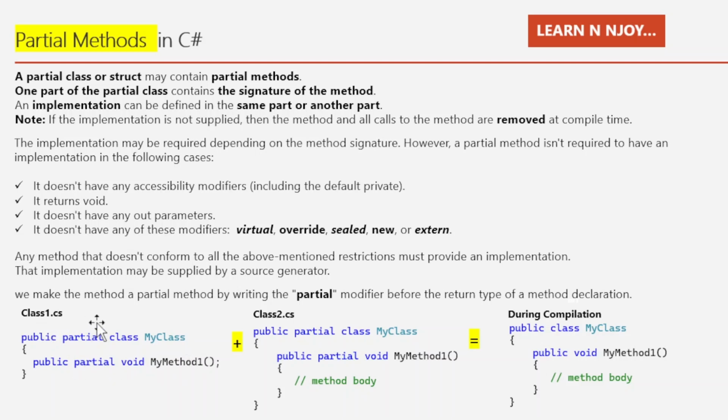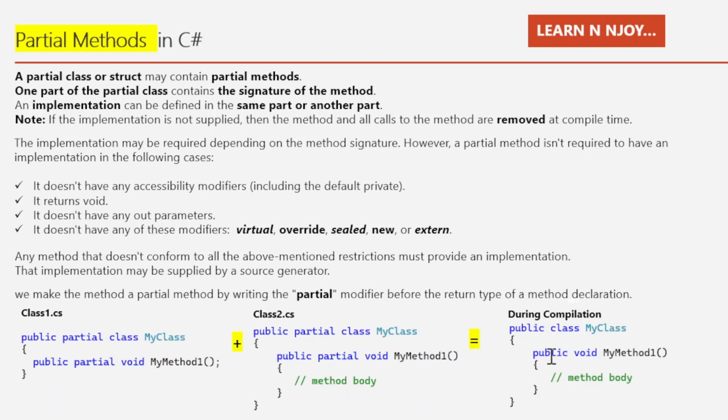So in the class1.cs file, I have this partial class named MyClass that has a partial method, right? In class2, we have the same partial class, MyClass, and here we have given the signature and the method body of that particular method itself. So basically, I have provided the implementation of this method. In the class1.cs file, I have given this method signature, and in the class2.cs file, I have given the implementation of that particular method, right? And during compilation, we have these two combined into one.